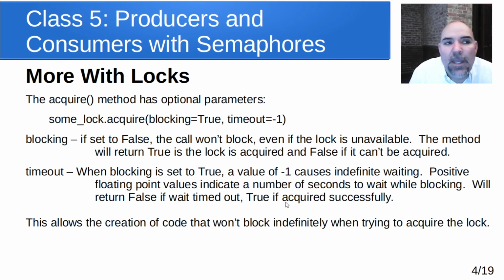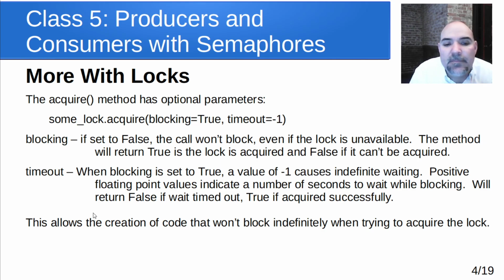So this is a way to say wait, but don't wait forever. Wait for some amount of time. If we put 1 there, wait for 1 second, and then time out. But no matter what, the return value from this is always going to be true if we acquired the lock. It's always going to be false if we didn't. And if we just use the defaults here, true and -1, or don't even put these in and just say acquire, it'll block indefinitely, and the only way we'll proceed is if we have acquired the lock.